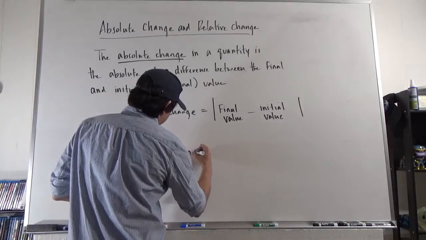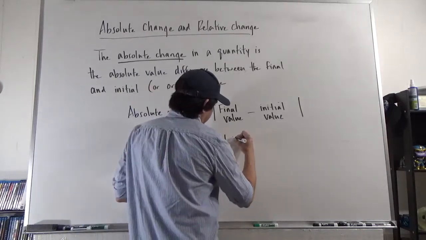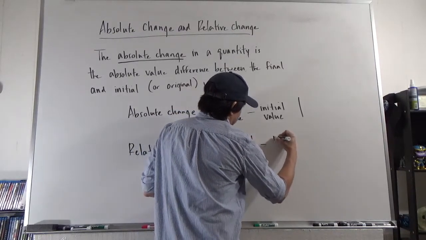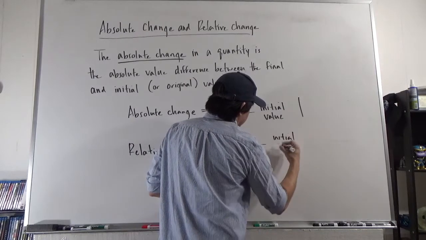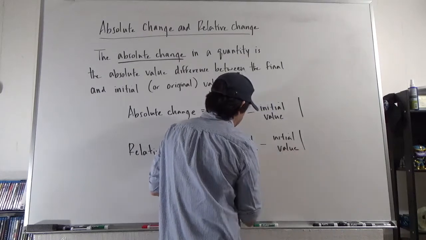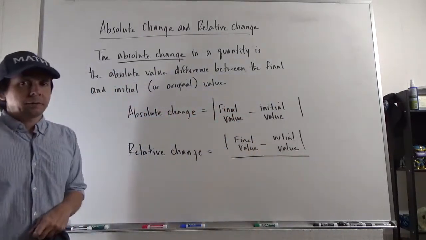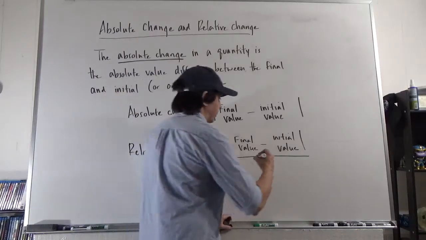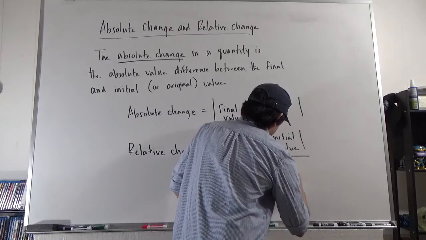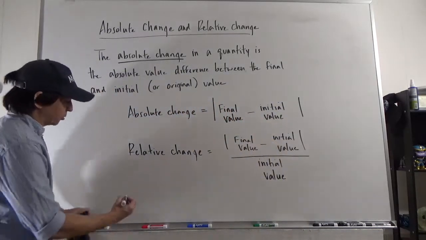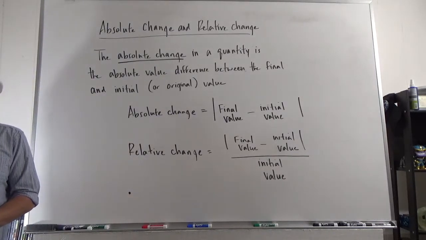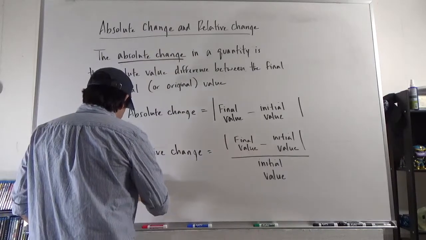Now the relative change takes that result, it takes the absolute change and divides it by the initial or base amount. And when we get that, it's going to usually involve a decimal. Not always. But we're going to interpret it as a decimal.